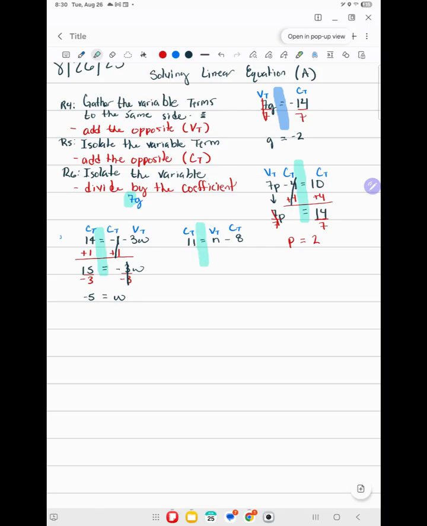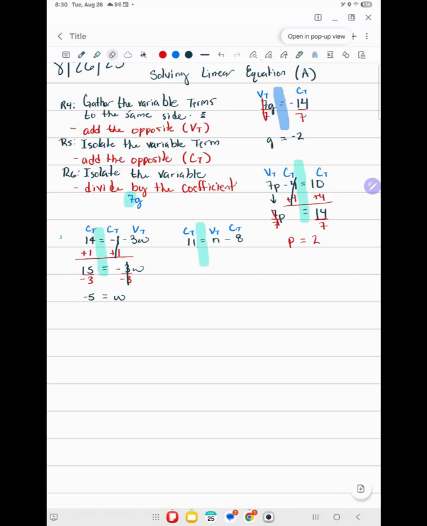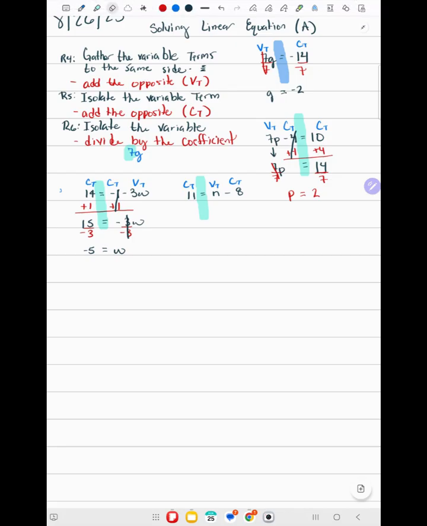Let's start from the top. It says, gather the variable terms. That's the first thing I want you to look for. Now, if you look at your equal sign, do you have variable terms on both sides? You do not. So you can't do rule 4. Rule 5 says isolate the variable term. Look at your equal sign. That's the wall. Is it the variable term by itself?